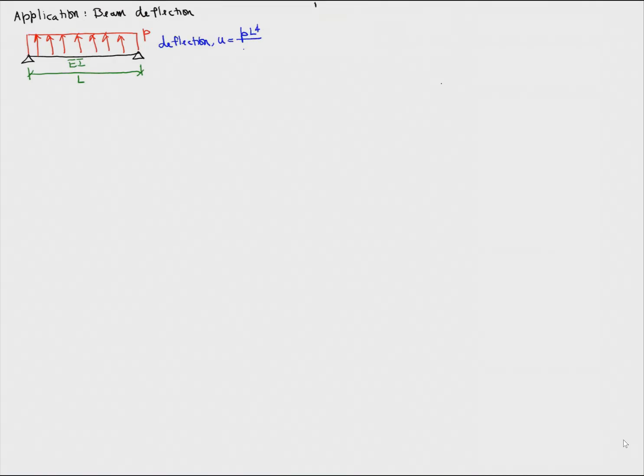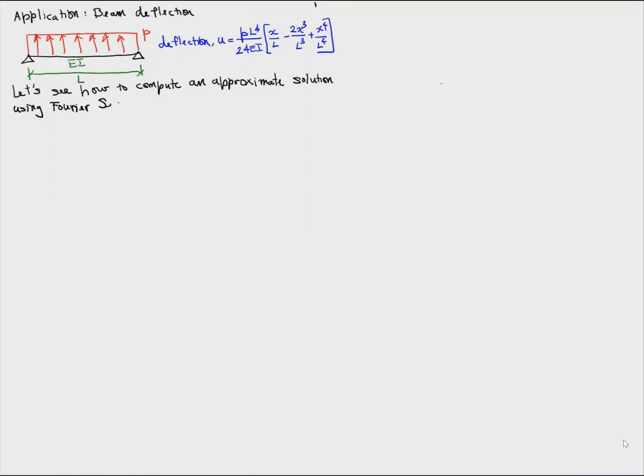We know that the exact deflected shape of this beam is given by this equation, which we can find in any standard structural analysis book, or we can also obtain by simply solving the differential equation exactly. But let's see if we can compute an approximate solution using Fourier series. And then we can compare this with the known exact solution.